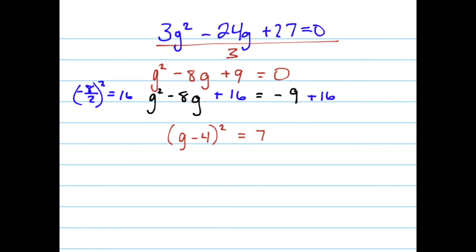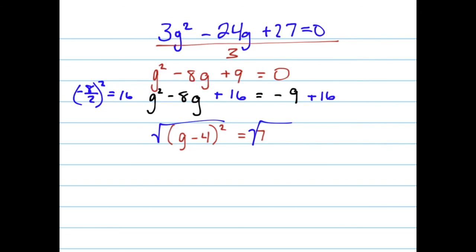All right, so remember, we're taking the negative 8 divided by 2, square it, we get 16. So we add the 16 to both sides. And we get g minus 4 squared equals 7. Then what do we do? You mean just take the square root of both sides. There's no radical sign to transfer. Okay, so we're going to take the square root of both sides.